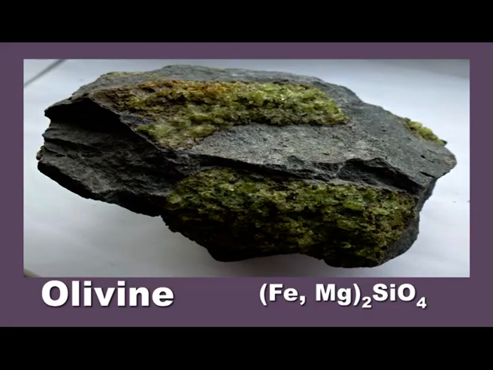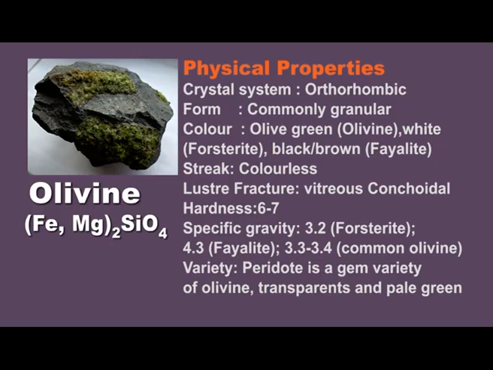Olivine, (Fe,Mg)2SiO4. Physical properties: crystal system orthorhombic, form commonly granular, color olive green for olivine, white for forsterite, black or brown for fayalite. Streak usually colorless. Lustre is vitreous, fracture conchoidal. Hardness 6 to 7. Specific gravity is 3.2 for common olivine, 4.3 for fayalite, 3.3 to 3.4 for forsterite.